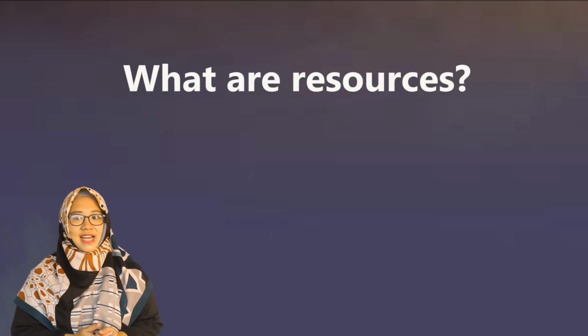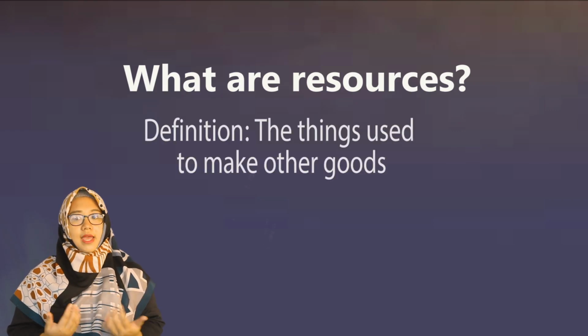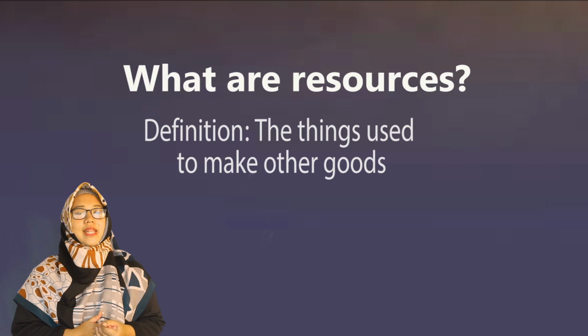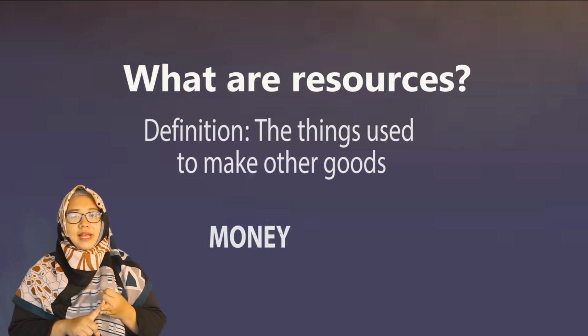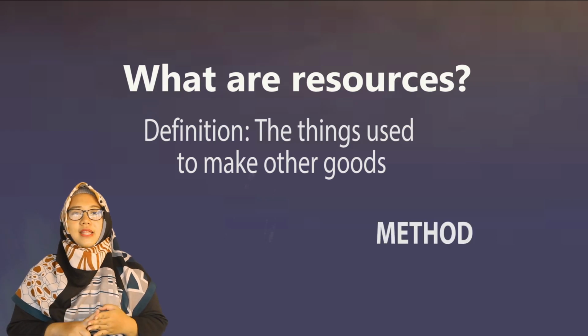Okay, next, as we know that people have a lot of needs and wants, but we have limited resources to fulfill them, so we have to understand what resources are here. The definition of resources is the things that are used to make other goods. We know them as the 5 M's: man, money, material, method, and machine.